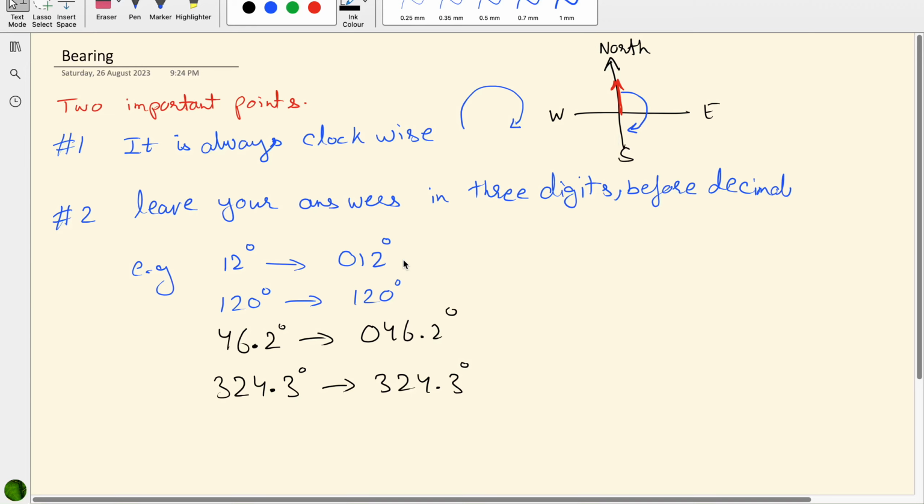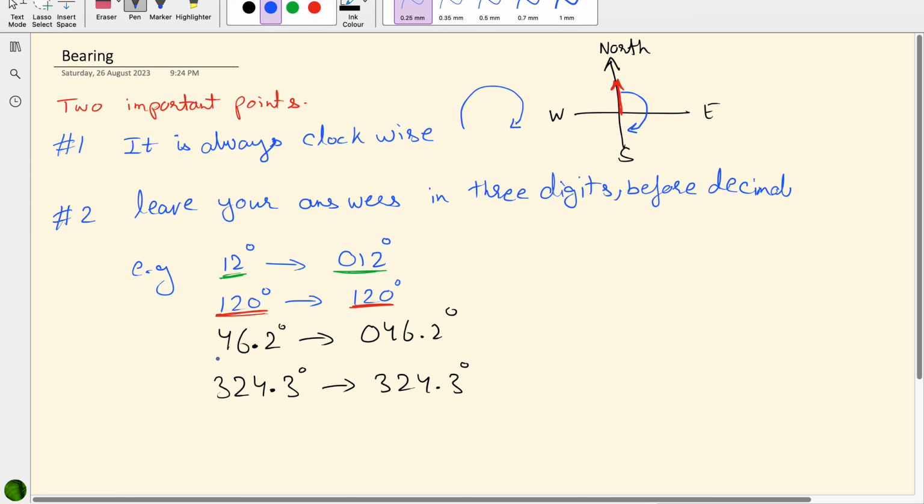In this topic, we'll be covering bearing, which is a subtopic of trigonometry. So there are two important points. First, number one is you always go clockwise to find your angles. Number two is leave your answers in 3 digits before decimals. For example, if you have 12, you leave your answer as 0, 1, 2. Second is if it is already 3 digit, you don't need to change it.